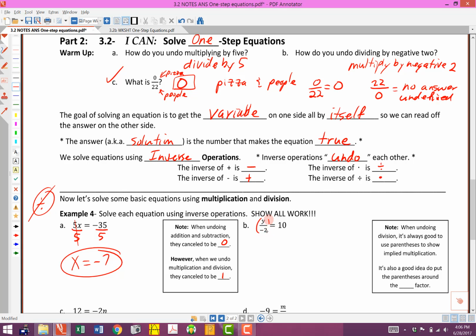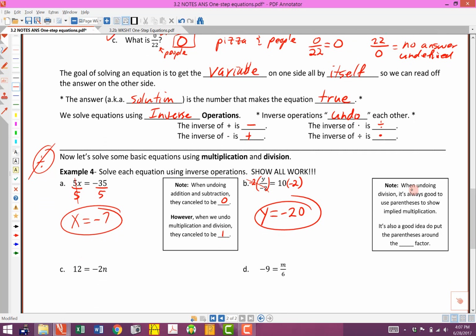So we are going to multiply this side by negative 2, and we're going to multiply this side by negative 2. So negative 2 divided by negative 2, these cancel each other out. They cancel to be a 1, so we end up with a y right there. And again, if you wanted to lightly cross those off, you could. And then we have 10 times negative 2, so that's going to be a negative 20, and that's the answer.